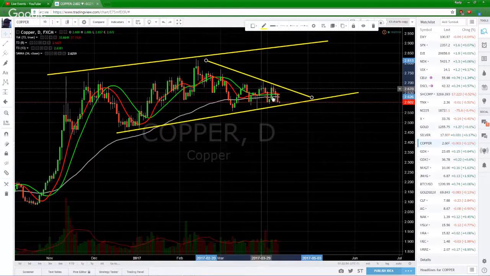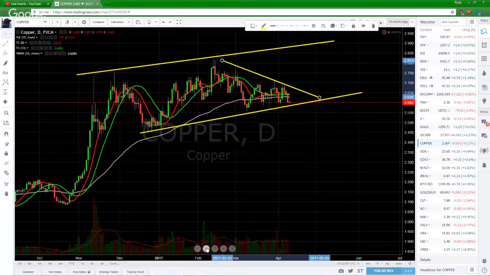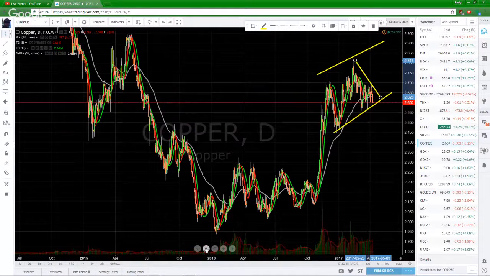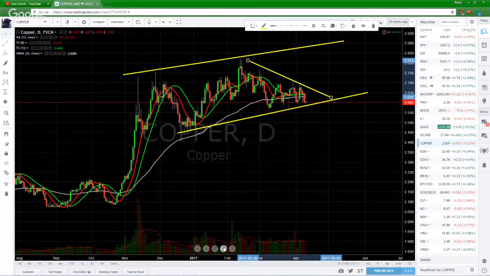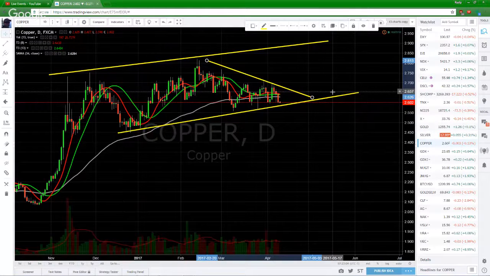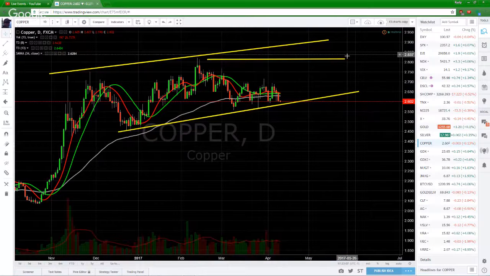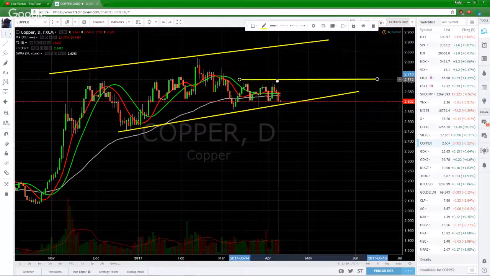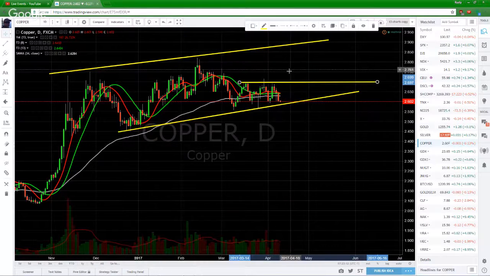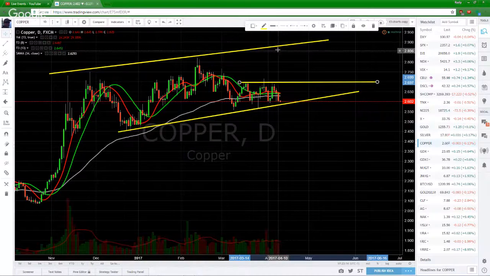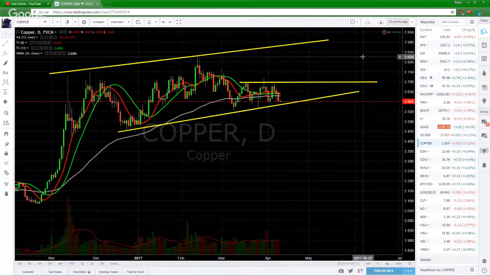I have a descending triangle. Anything can happen. Buy the break if it wants to come out of here, but then it can still come down into support one more time. Let's take previous high breaks and get into the next resistance line up there. Real quick, GDX.